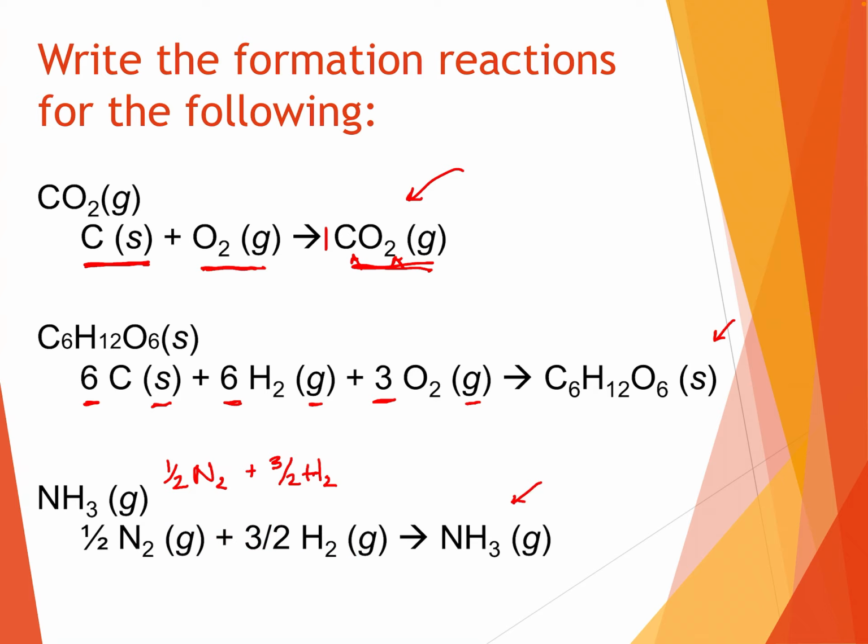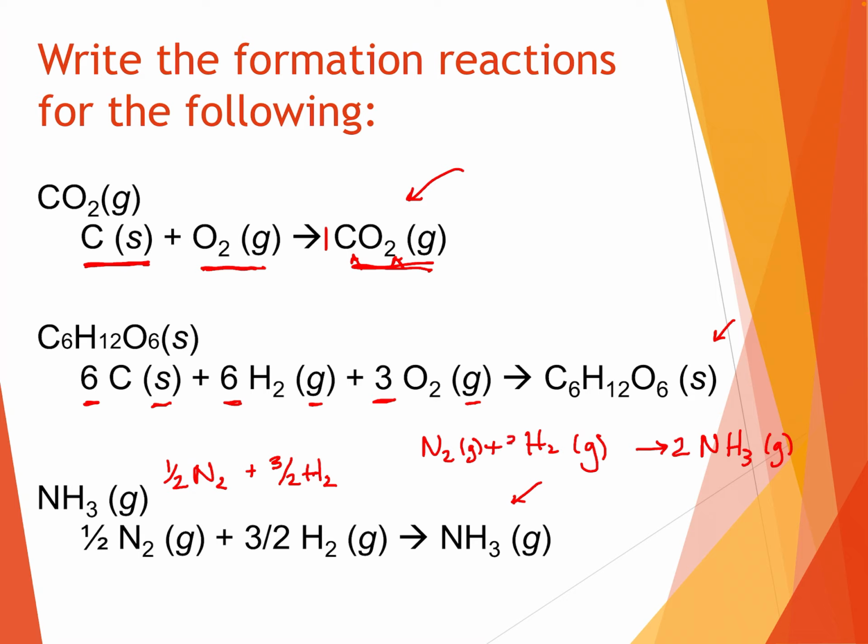If this is making you a little bit uncomfortable and confused, what I would do first is write out: nitrogen, which is a gas, plus hydrogen, which is a gas, makes ammonia, which is also a gas, and go through and balance it first. That might make it a little bit easier, right?